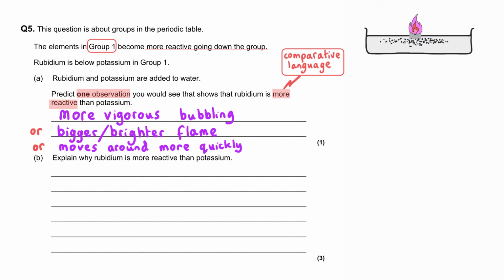And then in part B, we are asked to explain why rubidium is more reactive than potassium. Well, the group 1 metals all have got 1 electron in their outer shell, and they need to lose this electron in order to get a full outer shell and become stable.